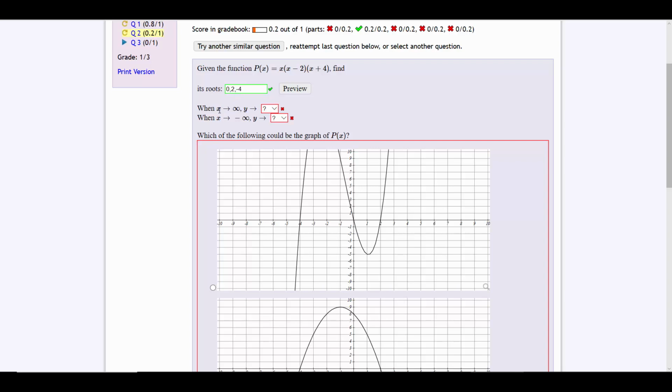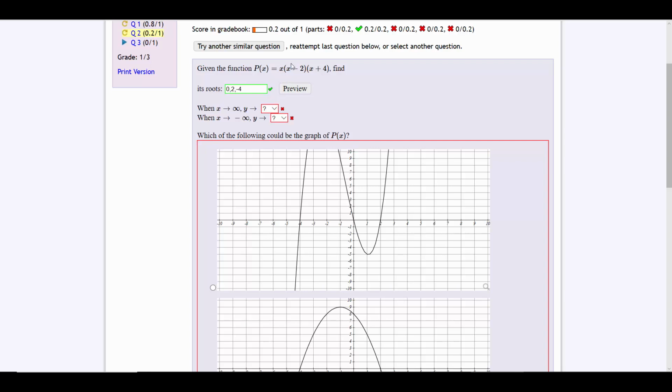Okay, so remember what I said in the last problem. X goes to infinity, that's fancy for as I go to the right. This is fancy for as I go to the left. Where are we going, up or down? Okay, so again, to figure that out, I need to know the degree and the leading coefficient of my polynomial.